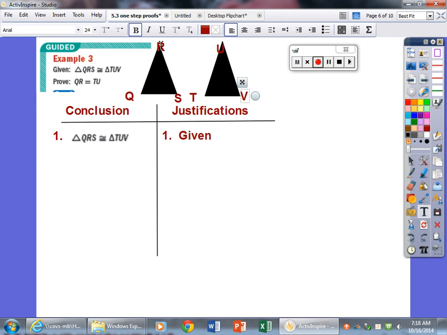Okay, so first thing I like to do is draw a diagram so I can see. The first step in every proof that you do is going to be to write down the information that you're given to start with. And the information you're given here is that triangle QRS is congruent to triangle TUV. So this is the information that you're given, and then my justification for that is that that's what they gave to me. All proofs start out with what you are given.